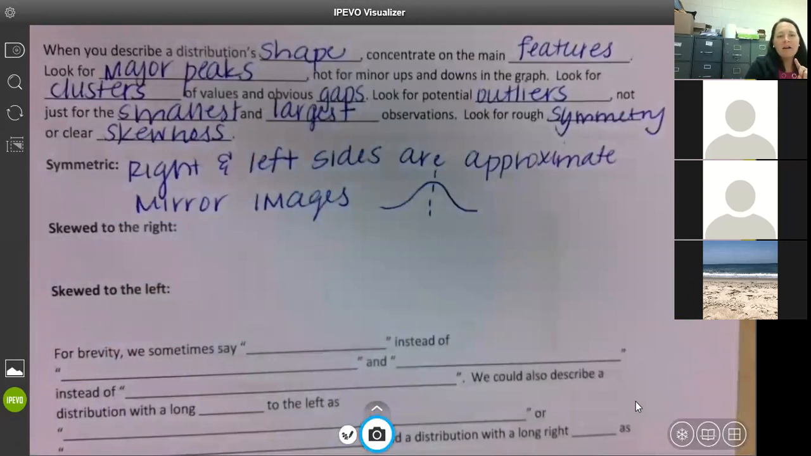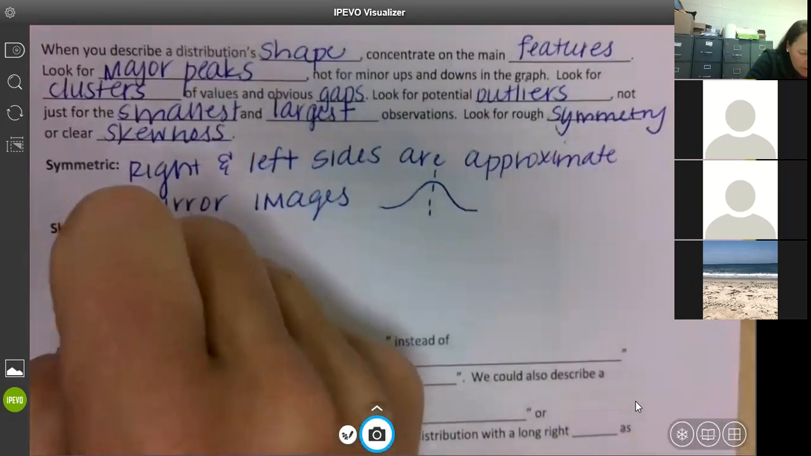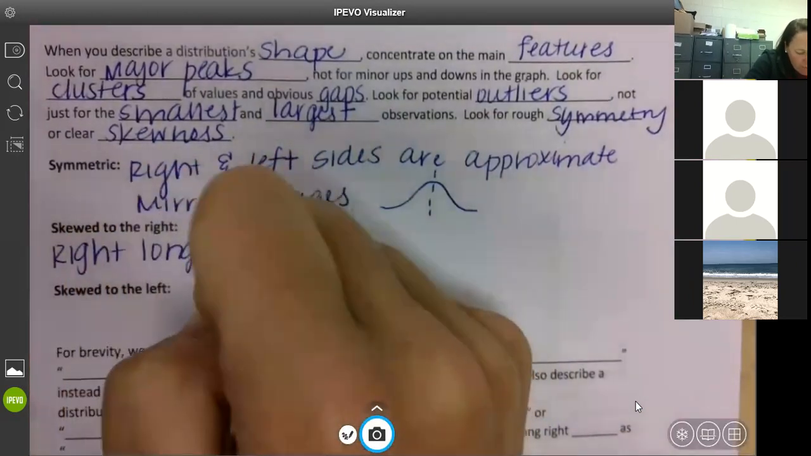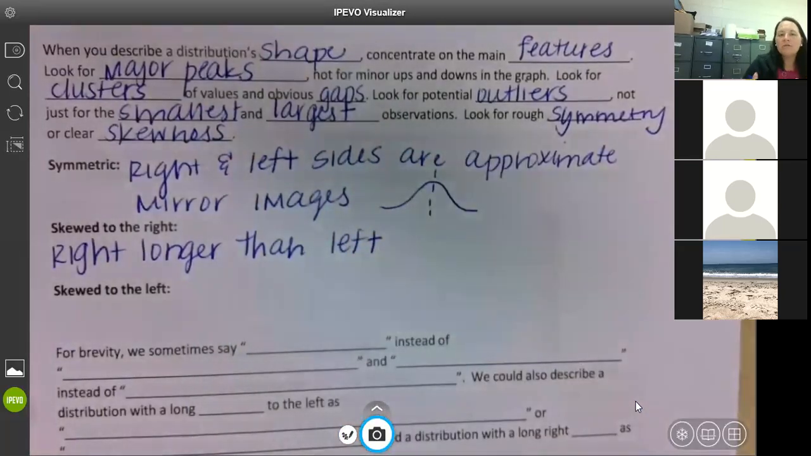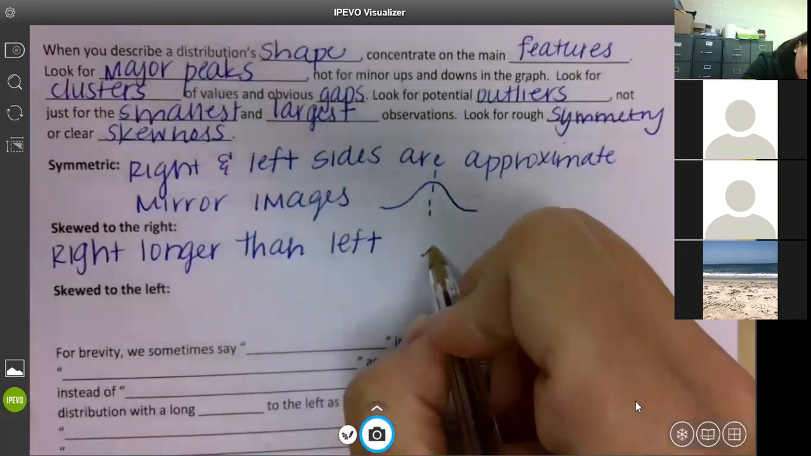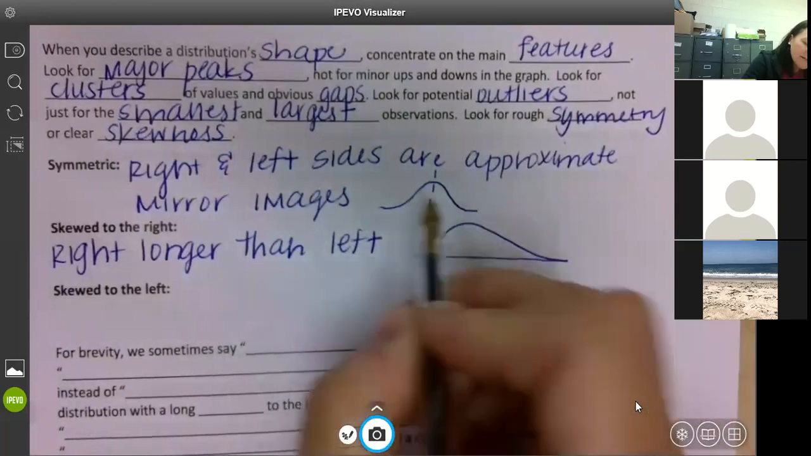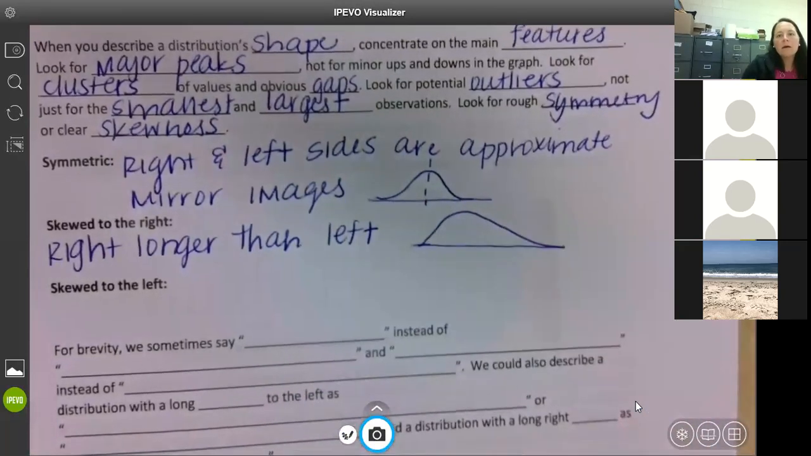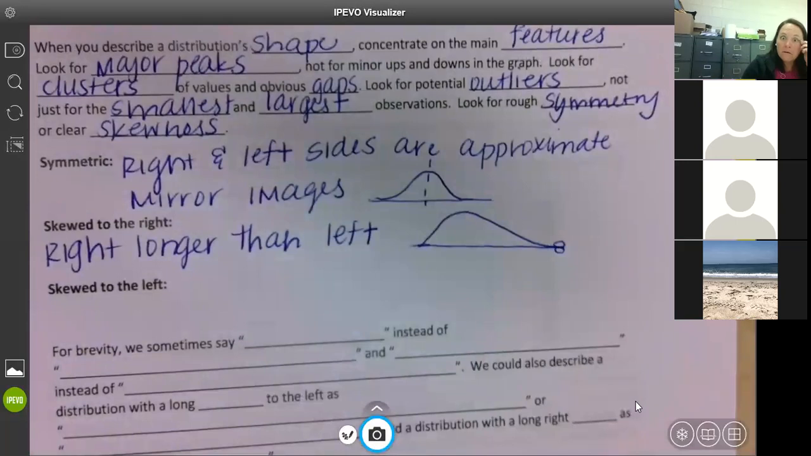Skewed to the right, you need to be careful on these because I think of them backwards, okay? Skewed to the right means that the right is longer than the left. That's the definition it will give you. But what I say is you're looking for the tail. So what's going to happen is you're going to have a graph that kind of looks like this. Okay, so this is the axis here. This one would have been like this. I think about this as a whale coming out of the water. Wherever that whale tail is, then that's where it's skewed. So look for the whale tail.